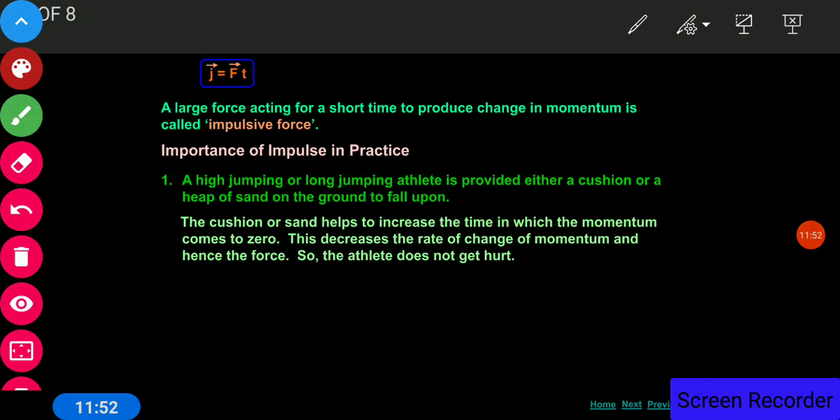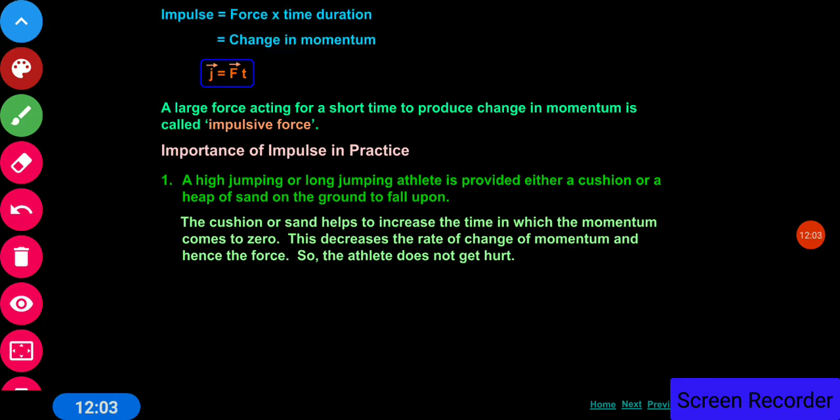So the cushion or sand helps to increase the time in which the momentum comes to zero. This decreases the rate of change of momentum and hence the force. So the athlete does not get hurt.